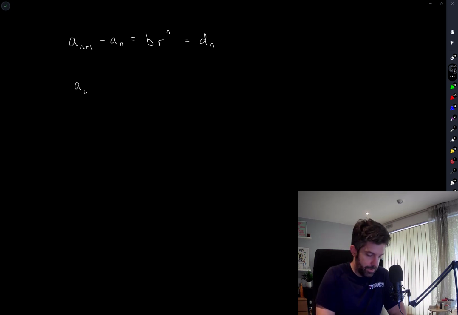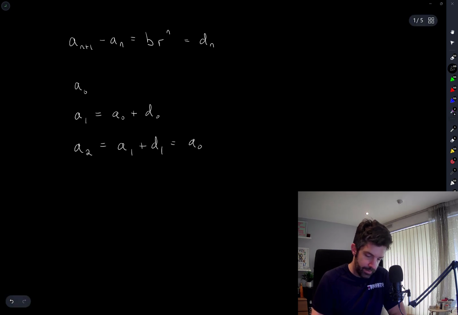so a0 is a0. a1 is equal to a0 plus d0, right? That's from rearranging. If I let n be equal to 0, that's a0, that's d0, and that's a1. And I've just rearranged this. Ignore that for now. And then a2 is equal to a1 plus d1, which is a0. So remember that a1 is a0 plus d0.